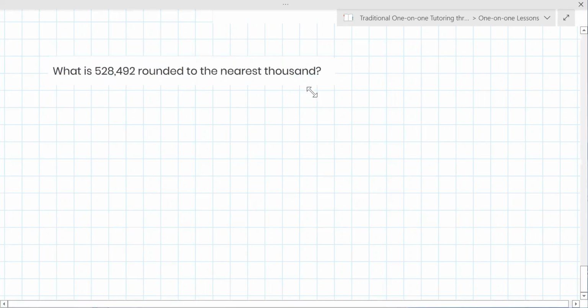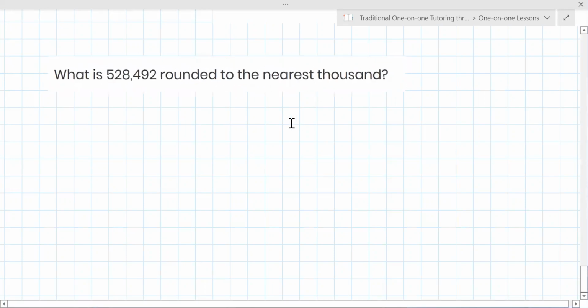All right. So we're doing some rounding. All right, here we go. Could you read this out loud for us? What is 528,492 rounded to the nearest 1,000? Very good. You said that number perfectly. And we want to round to the nearest 1,000. So which number is in the thousands position out of these 6 numbers?